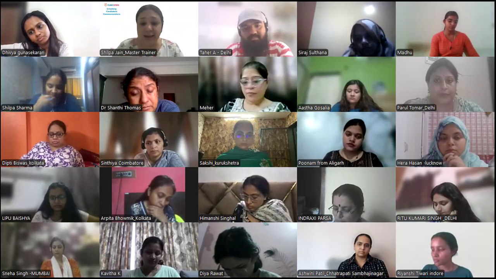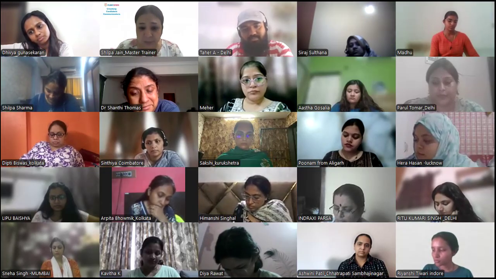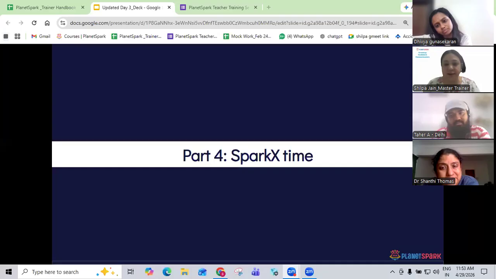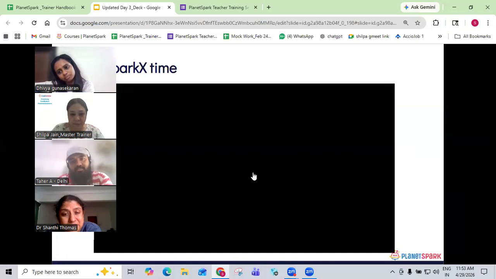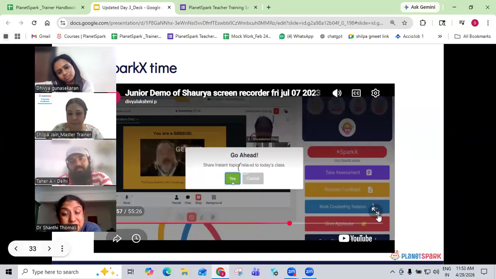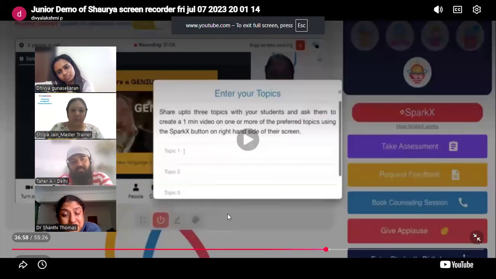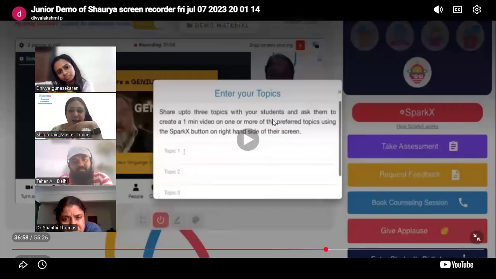So I'm going to first play the video, pause it at a particular slide, and then explain about SparkX time. Okay, I have paused the slide here. So how to use this feature? This is the teacher's LMS. On the right-hand side, you see this button called SparkX, the red button. I'm moving my cursor here.